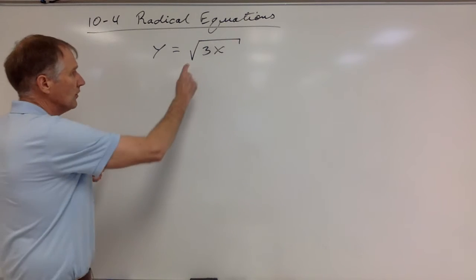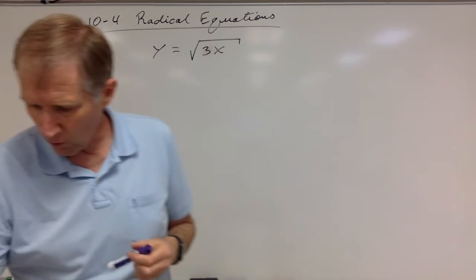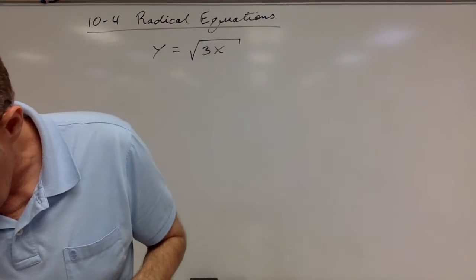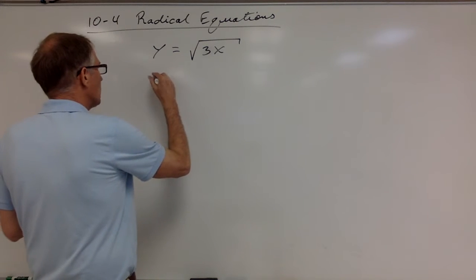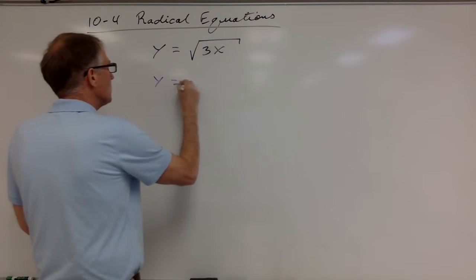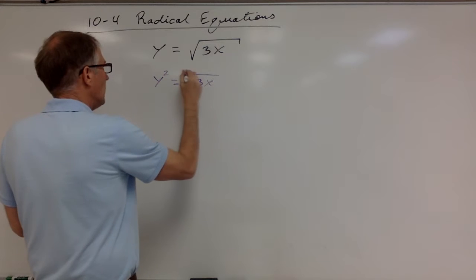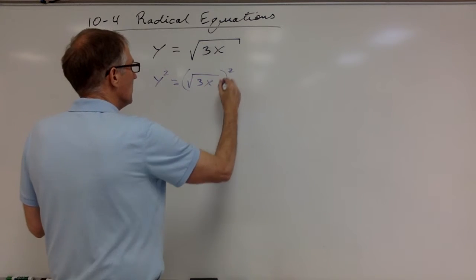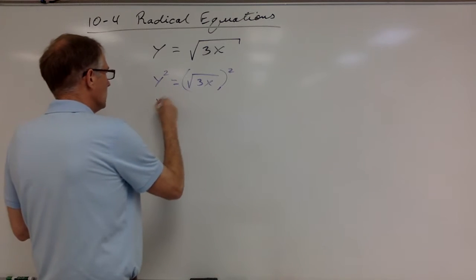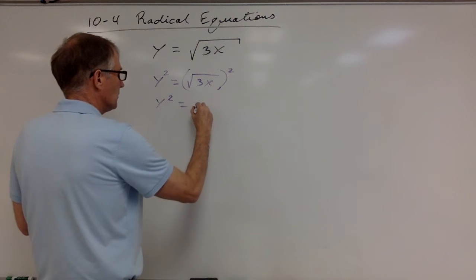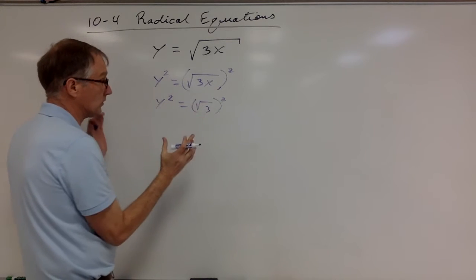Well, the way that I can do this is, since x is under the radical, I can square both sides of the equation. So y equals the square root of 3x, but I can square everything. Why would I do that? Because this becomes y squared equals radical 3 squared, which is 3, right?